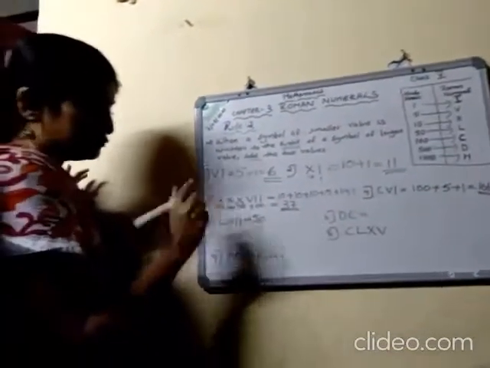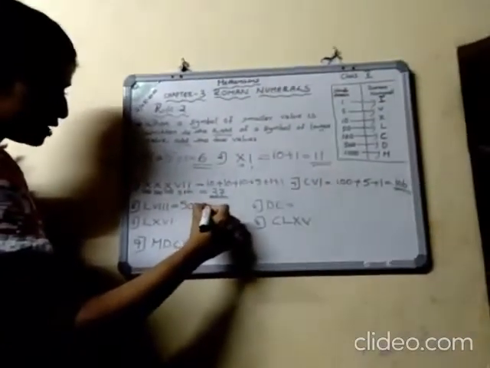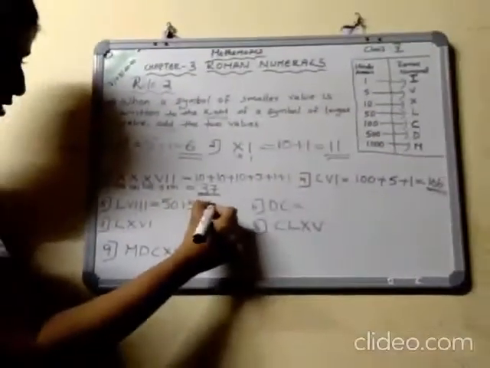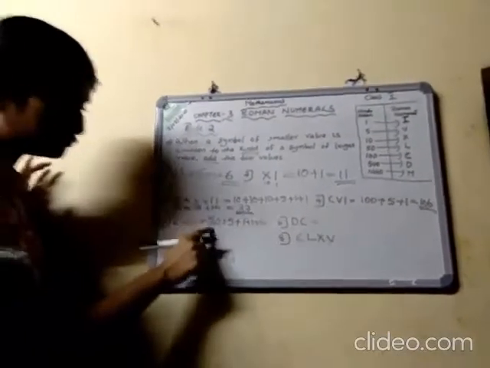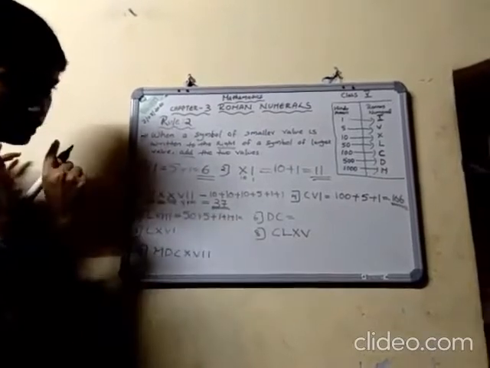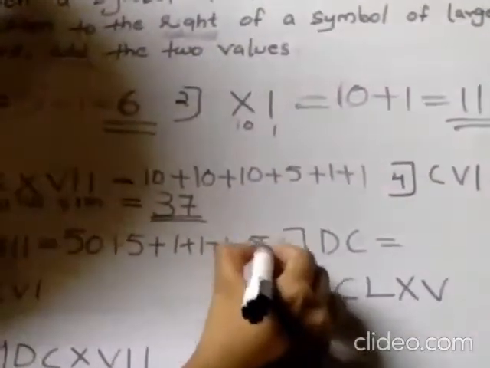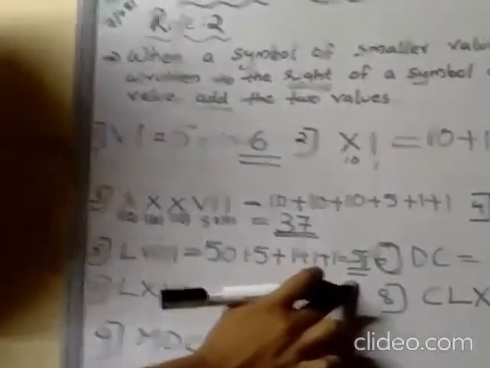So L represents 50 and V represents 5. So 50 plus 5 plus this represents 1. So how many ones are there? 3 ones are there. So this is a representation of which number? 50 plus 5 plus 1 plus 1 plus 1. What will be the answer? 55, 56, 57, 58. So this is the Roman letter representation of 58.